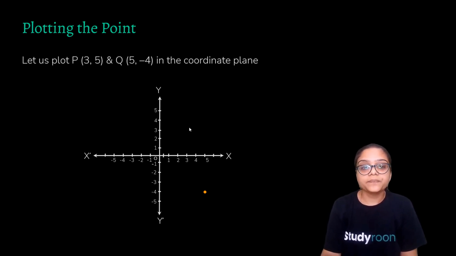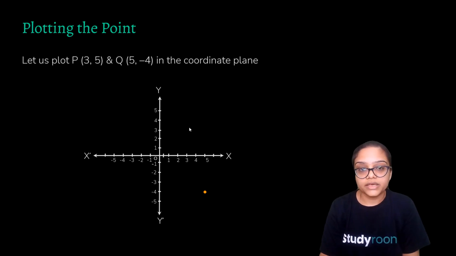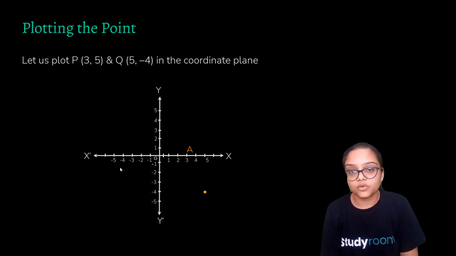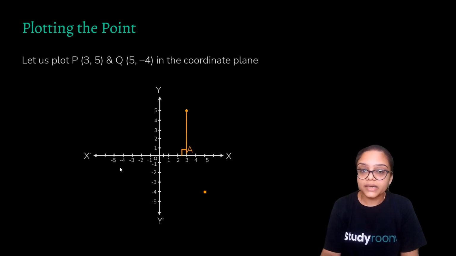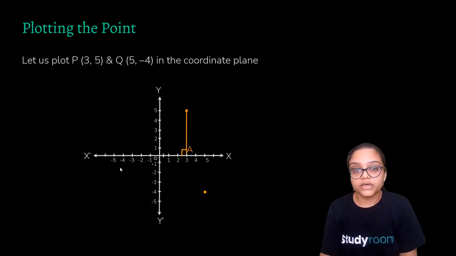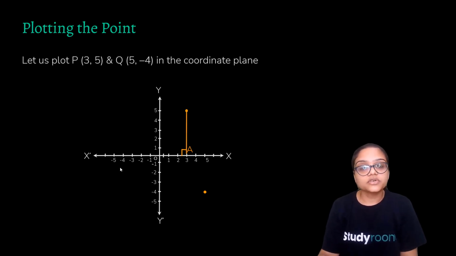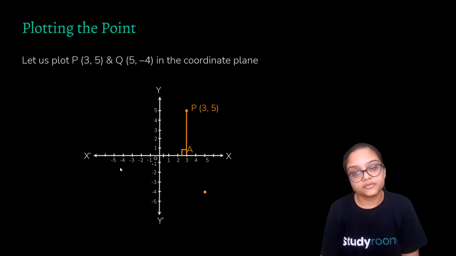So firstly, draw the perpendicular from the y-axis at the origin. When you draw it, you will get a point at (3, 0), which is A. Now draw the perpendicular from this point to 5. Firstly, we will come towards the x-axis, then we will go towards the y-axis. So the point we will get is P (3, 5).